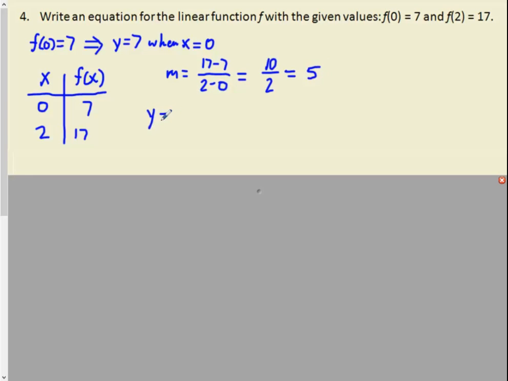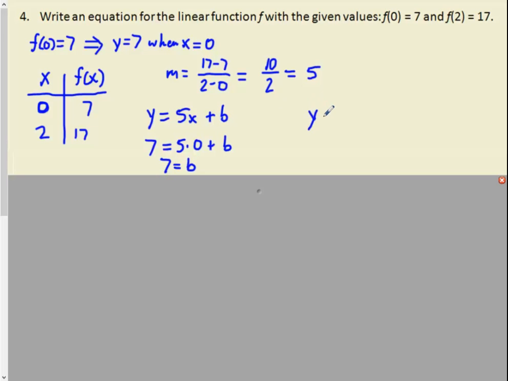So we know we're going to have y equals 5x plus b. And notice that we're in luck because we have a value where x is equal to 0. So if we substitute these values, remember f of x is the same thing as y. So I'm going to substitute 7 is equal to 5 times 0 plus b. But 5 times 0 is just 0. And so on the right hand side we have 5 times 0 is 0 plus b is b, and we have our value of b equals 7, giving us the y-intercept.